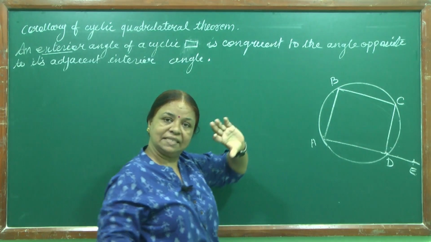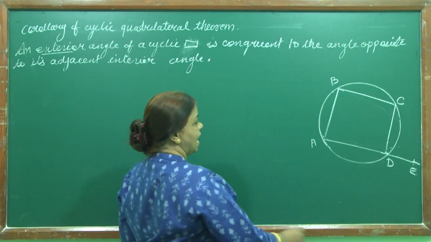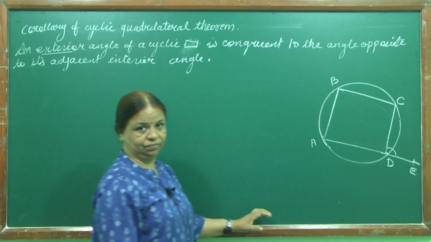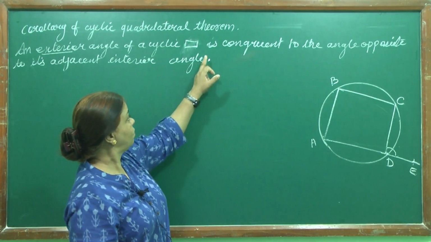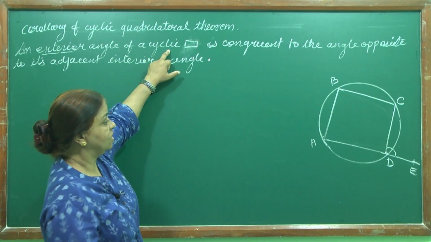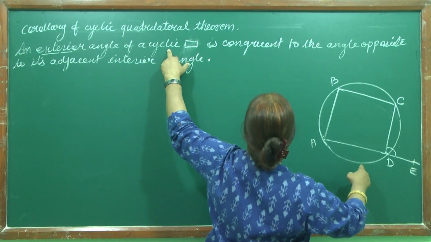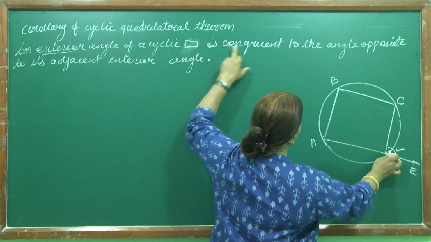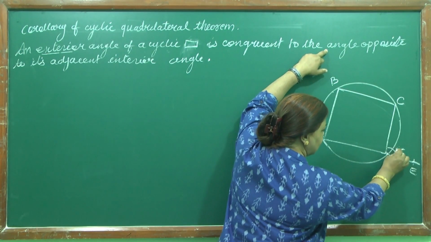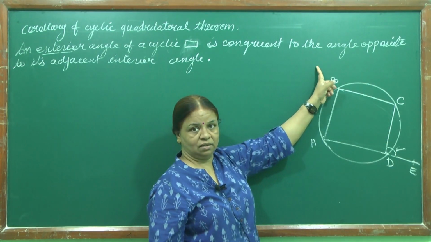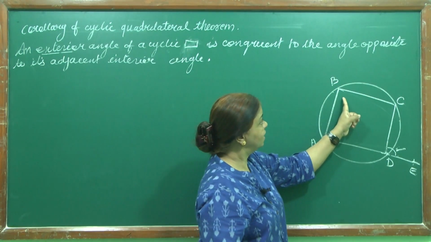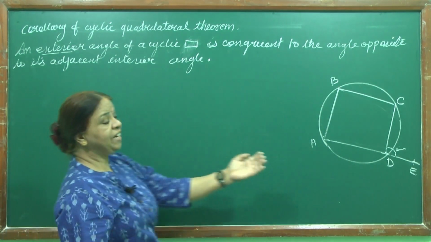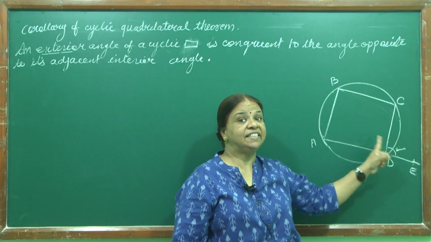So ABCD is a cyclic quadrilateral and CDE is an exterior angle. According to the corollary, the exterior angle of a cyclic quadrilateral is congruent to the angle which is opposite to its adjacent angle.